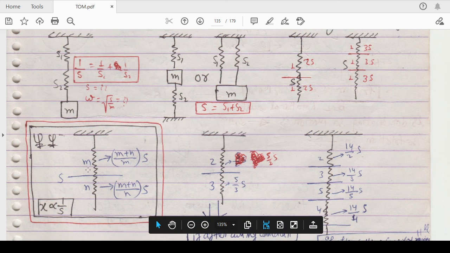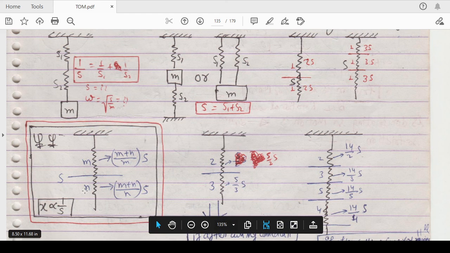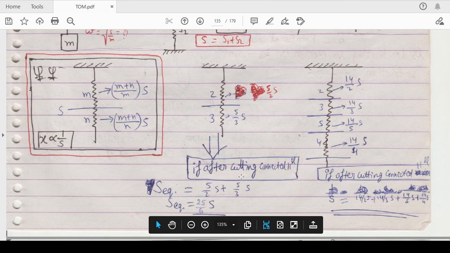Similarly, if a spring is cut into m parts on the upper side and n parts on the bottom side, the stiffness of the upper part will be (m plus n) divided by m into s, and for the lower part the spring stiffness will be (m plus n) divided by n into s. In this way you can calculate, and examples are given over here, which you can also see.